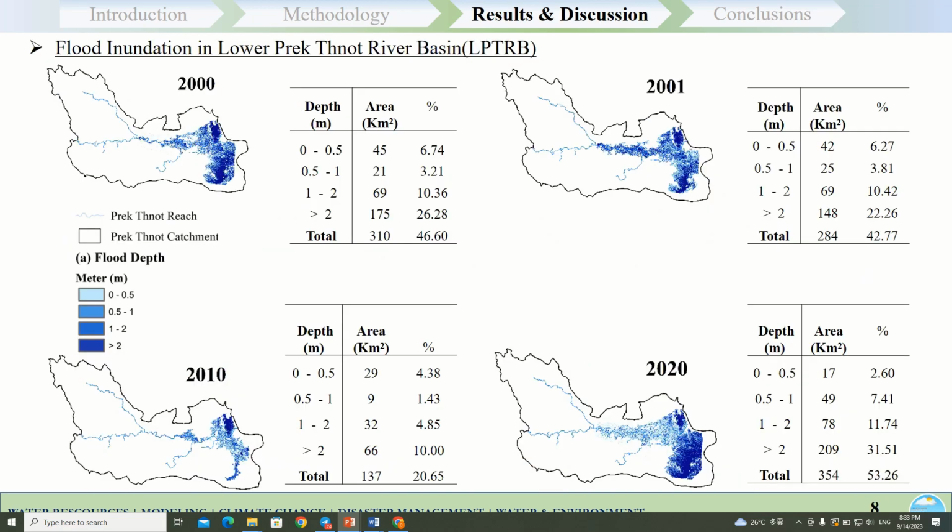So this is the result of the flood inundation from the HEC-RAS model. The study used a threshold of 0.5 meter to classify non-flood and flood areas. The flood extent showed over 300 square kilometers for 2000 and 2020, and below 300 square kilometers in 2001, and in 2010 the flood inundation was more than 100 square kilometers.